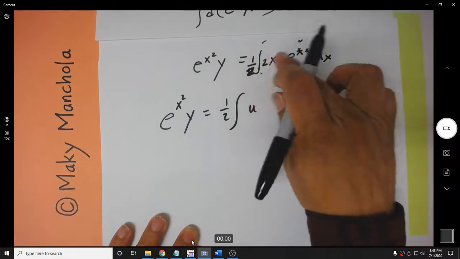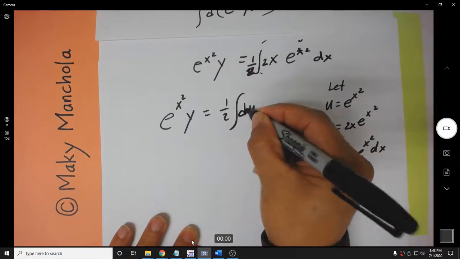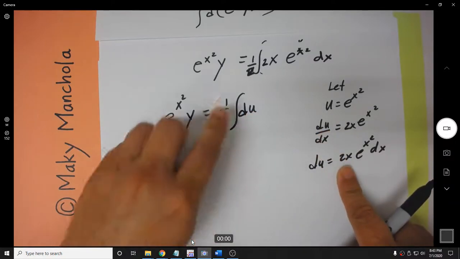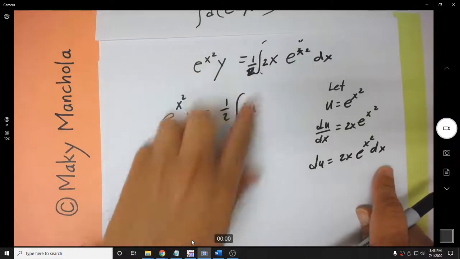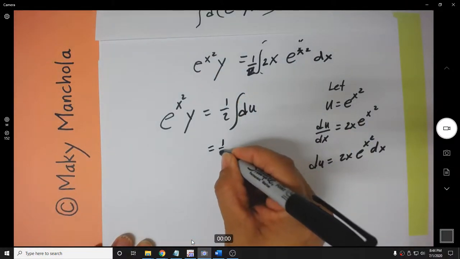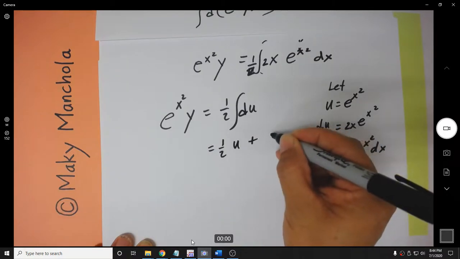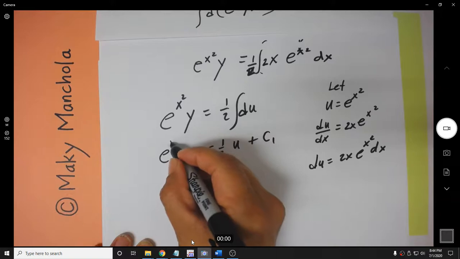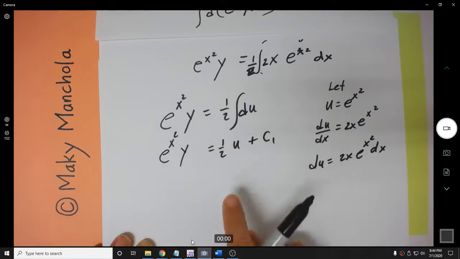This is my du, this whole thing. I was a little bit confused there, right? So du equals 2x e to the x squared dx. So that's just du. We know how to integrate du. It's simply u. There is some constant of integration. I'm going to call it C1 for now, just in case I need to dress it up.